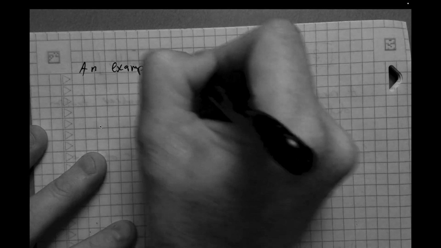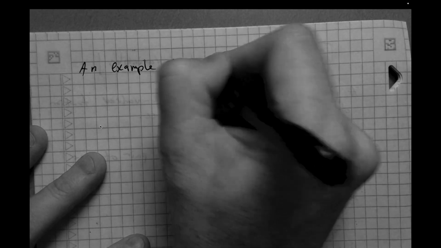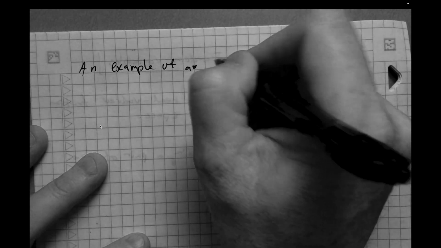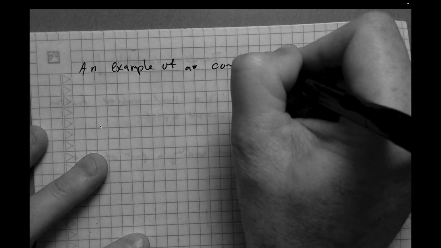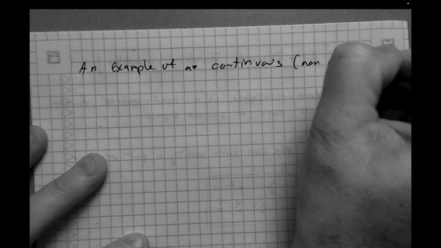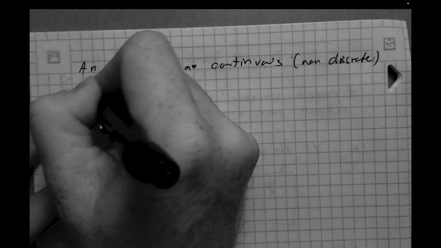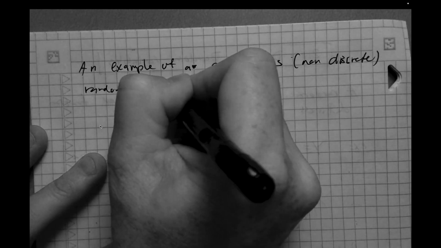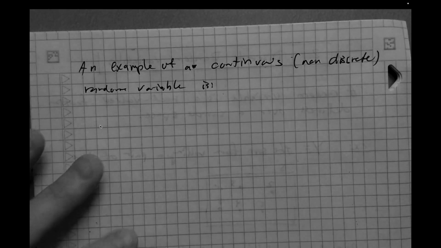Now, all of the random variable examples we've seen so far have been discrete random variables. So instead of giving you more examples of that, what I want to do is give you an example of something that isn't a discrete random variable. If a random variable isn't discrete, it's called continuous. So an example of a continuous, non-discrete random variable is the following. Here's a nice example.